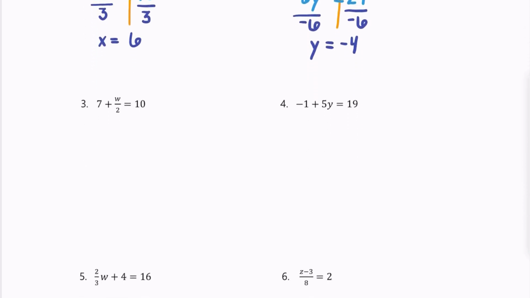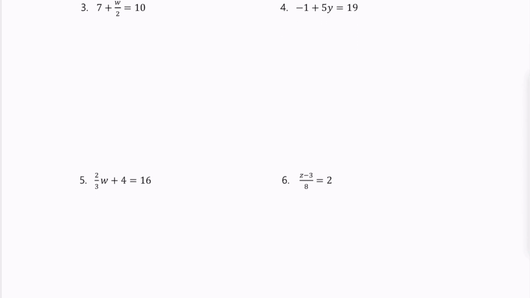Moving right along. Number 3, I'm going to draw my line down the equal sign. I am going to box the thing with my variable, the w divided by 2. I want to isolate that first, so I need to get rid of that 7. That 7 is positive and it's being added. It's not attached to that w. So to get rid of a positive 7, I'm going to subtract 7. If I subtract 7 on the left-hand side, I need to subtract 7 on the right-hand side. I'm going to bring my box down, so I have w divided by 2. 10 minus 7 is 3.